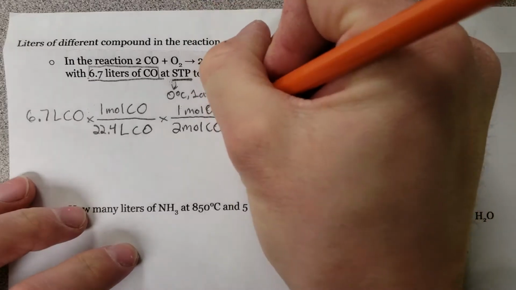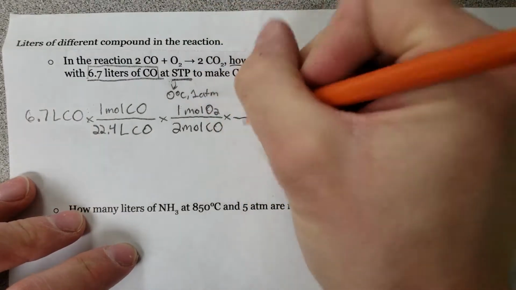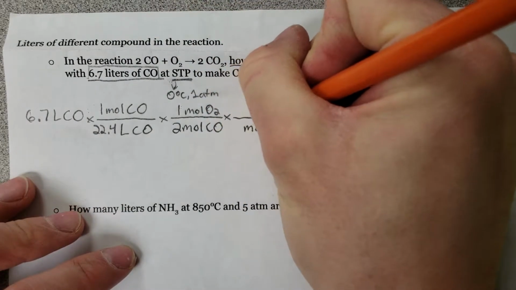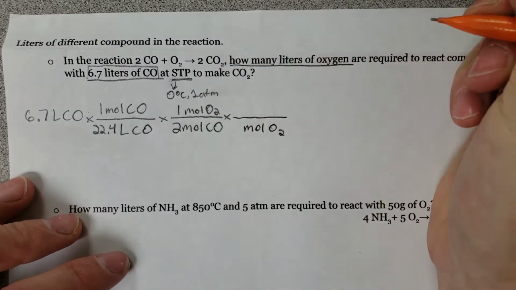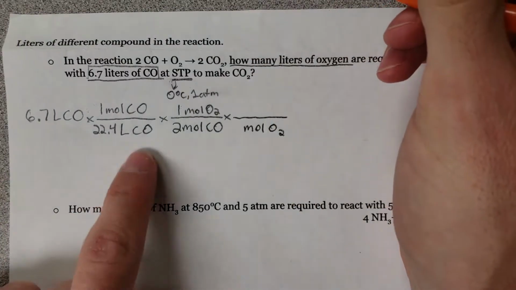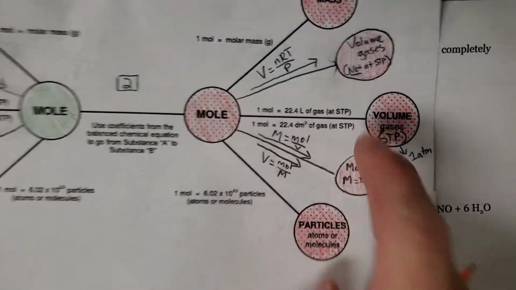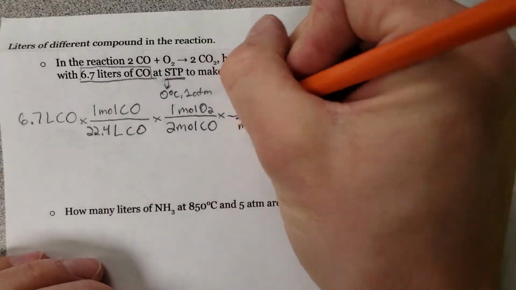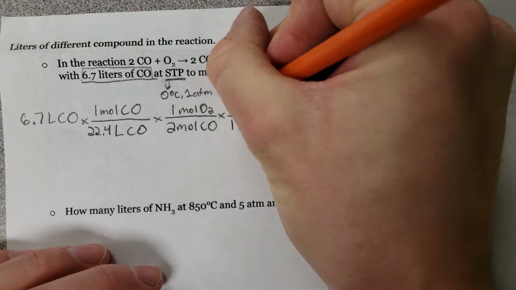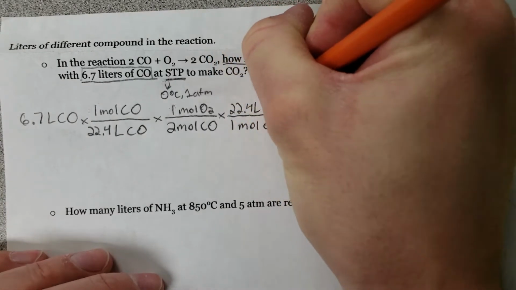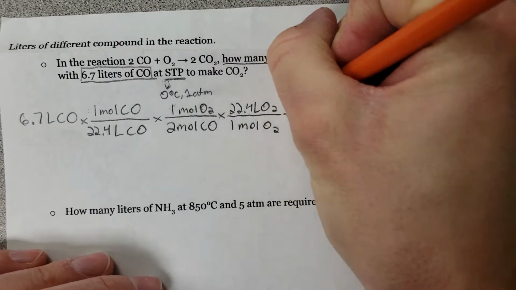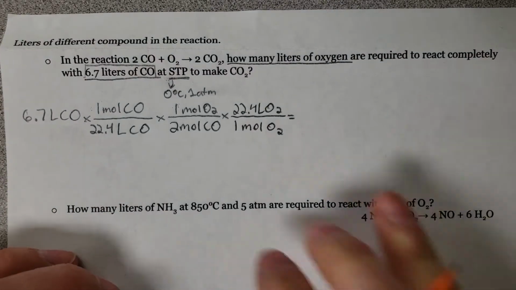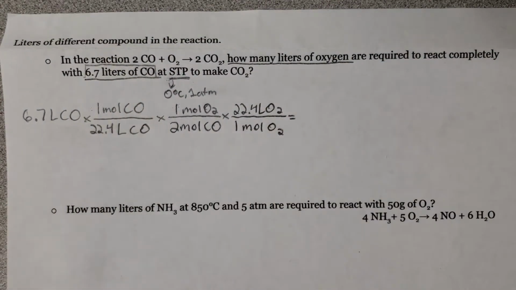Since we can plug straight into our sequence here, we're going to put moles of O2 on the bottom. We're going to use this exact same conversion factor because it's the same right here. So we have 1 mole of O2 and then 22.4 liters of O2. And that's it. Now we plug everything into our calculator.